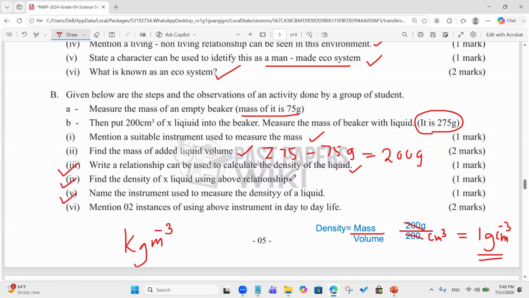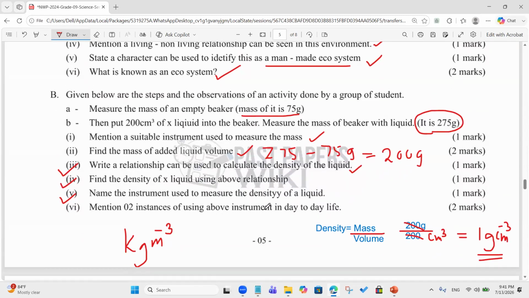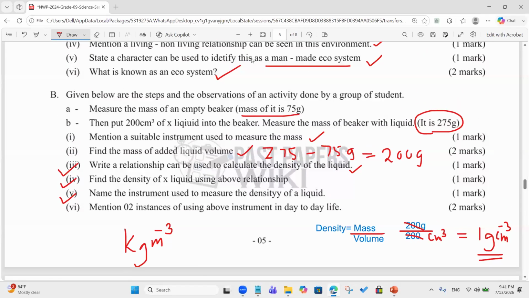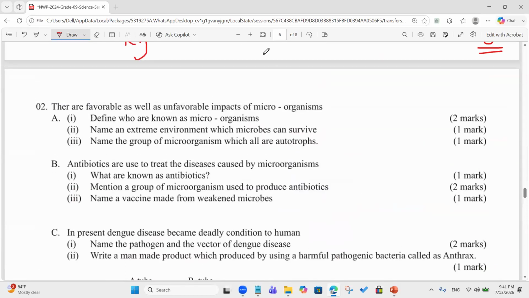We can measure the density of cow's milk and rubber latex, and even during the production of car batteries to measure the density of battery acid, and during the production of alcohol to measure the density, it's used. Now it's 2 marks. That is the first question. You count how many questions are correct, and you can comment your marks in the chat. I'm going to start the second question.